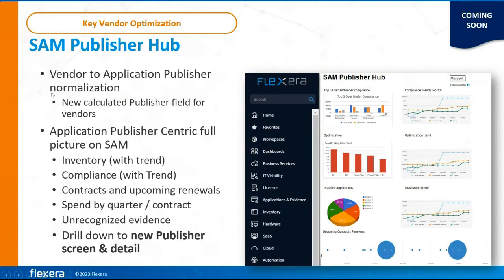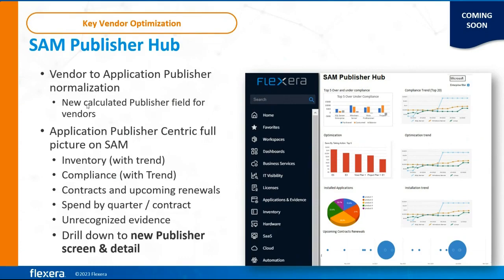So first, there will be a new notion, which is a vendor to application publisher normalization. That's one of the challenges we have today. A license, a purchase, a contract is linked actually to a vendor in terms of object in ITAM. And these vendors should and do map to application publishers. So the idea is that we have a new level of normalization that allows to match, in a calculated way based on historical data, or in a forced way, the vendors to the publishers.